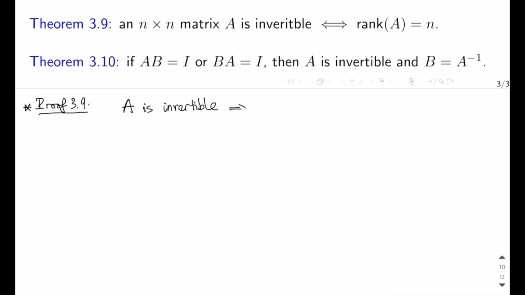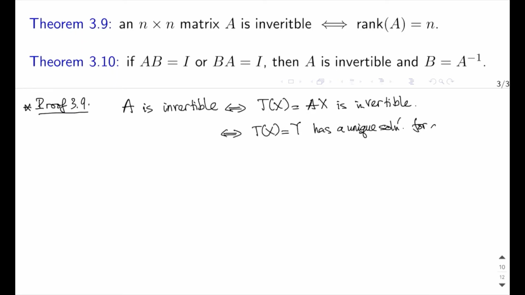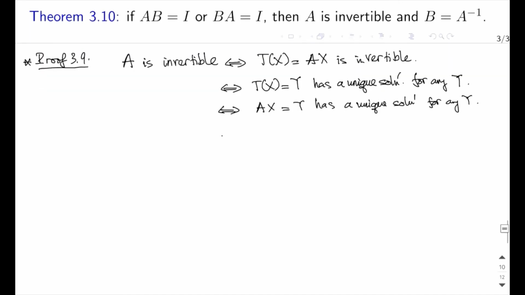A is invertible is the same as the transformation Tx equals Ax is invertible. Saying a matrix is invertible is the same as saying that the transformation associated to the matrix is also invertible. But this is the same as saying that the equation Tx equals y has a unique solution for any y, right? This is the same as Ax equals y has a unique solution for any y. The magic thing is right here that I'm going to just write it and put triple question marks, and I'm going to come back and prove it later.